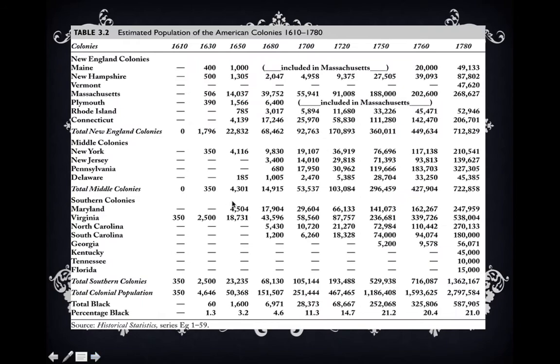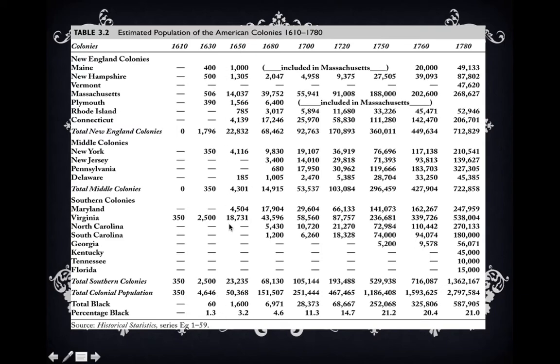Now, this table contains quite a bit of information, but the thing I really want you to concentrate on when looking at this table is, number one, take a look at the percentage of the population that was black, slave population, and see how that increased over time. So you can see that obviously in 1610 there are no slaves in the colonies. The colonies were just being started. But by 1630, you can see that roughly 1.3% of the population was of slave origin.